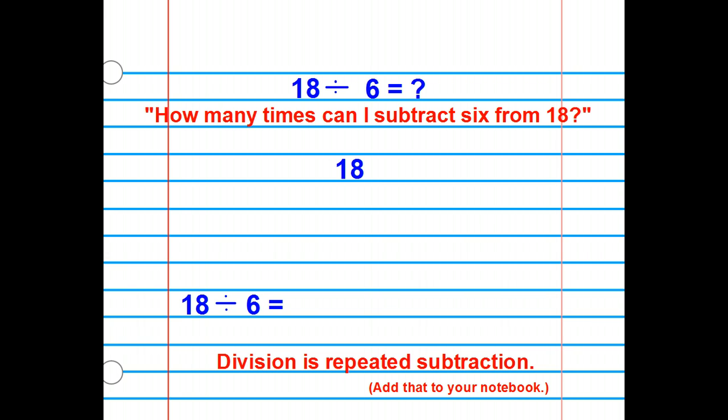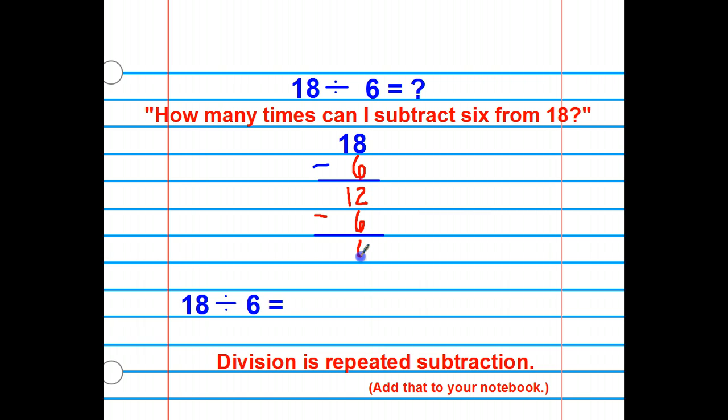So let's look at it that way. Here's the problem. 18 divided by 6 equals what? And like I said, what I'm really asking here is how many times can I subtract 6 from 18? Well, there's our 18. Let's see how many times we can take 6 out. Alright, so let's do 18, take away 6. 18 minus 6 is 12. Well, I'm not down to 0 yet, so let's keep going. Let's take 6 out again.